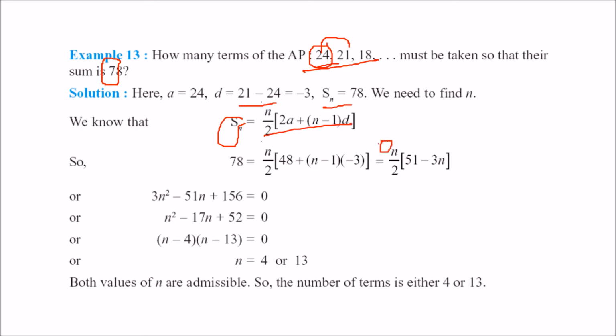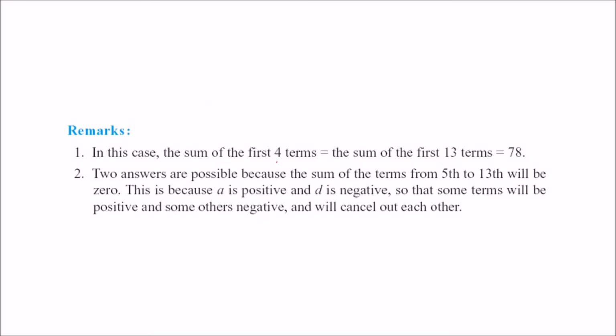We have to find out n, that will come to some quadratic equation. Just solve it by factorization: n minus 4, n minus 13, and n will be 4 and 13. If you see the 4th term and 13th term, they both add to the same number. So this is the answer.